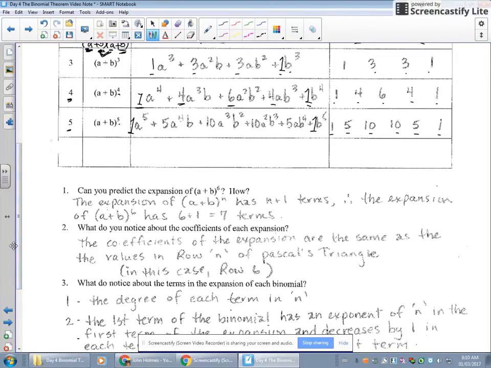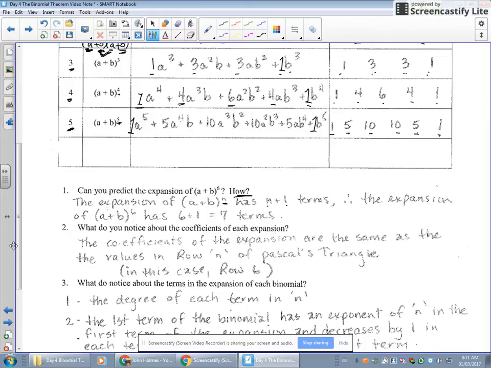So can we predict the expansion of a plus b to the sixth? How can we do it? Well, the expansion of a plus b to the n has n plus 1 terms. Is that true? Here we have the power of 5. It's the fifth row. We've got 1, 2, 3, 4, 5, 6 terms. So we have 6 terms on the fifth row, 1 extra term. On the third row, we have 1, 2, 3, 4 terms. So we have 1 more term than the row number. If we are in row n, or the exponent is n, that means we have n plus 1 terms. Therefore, the expansion of a plus b to the sixth has 6 plus 1, or 7 terms.